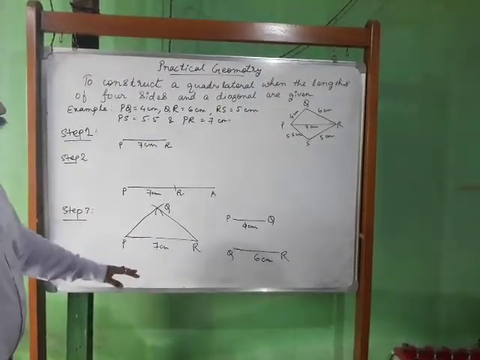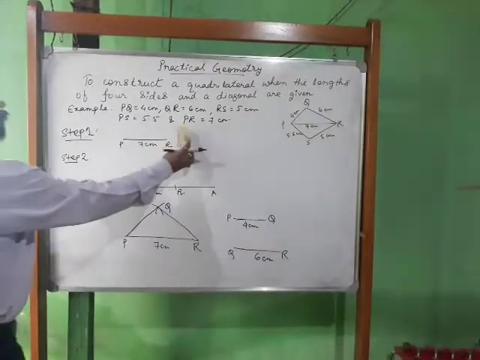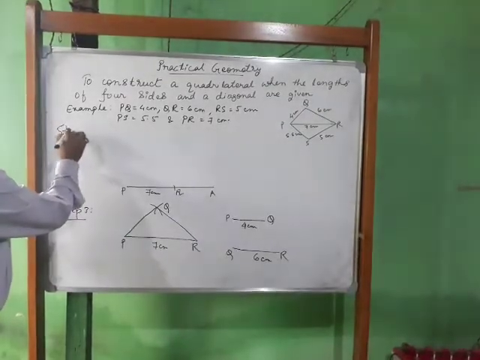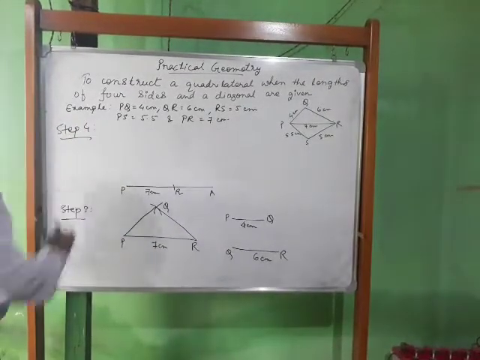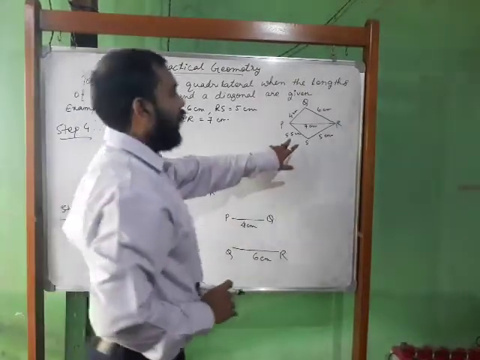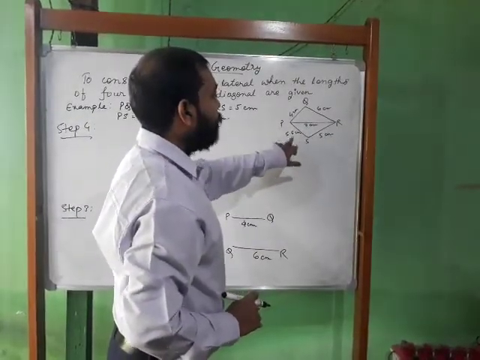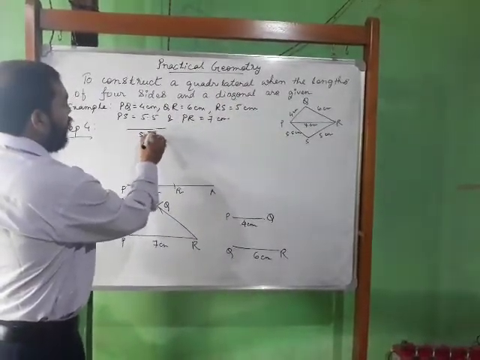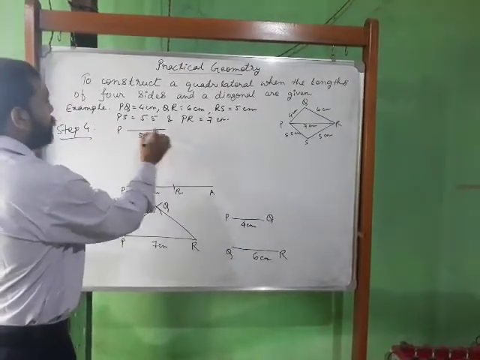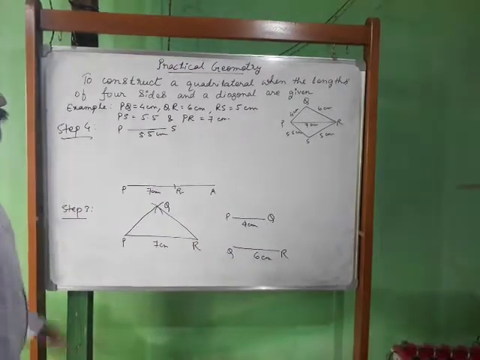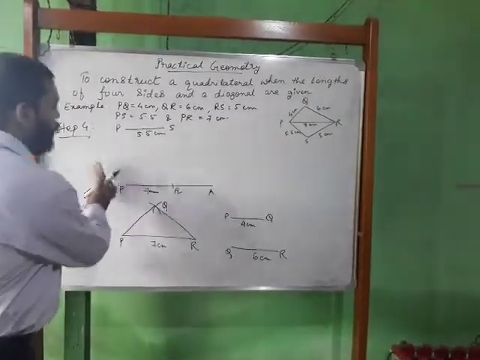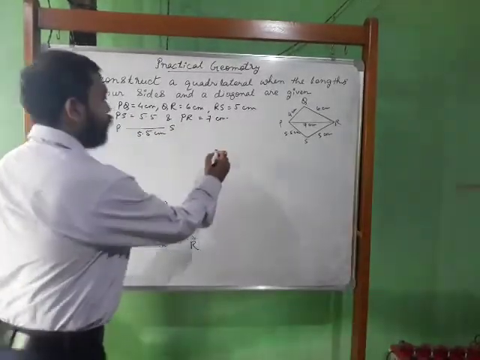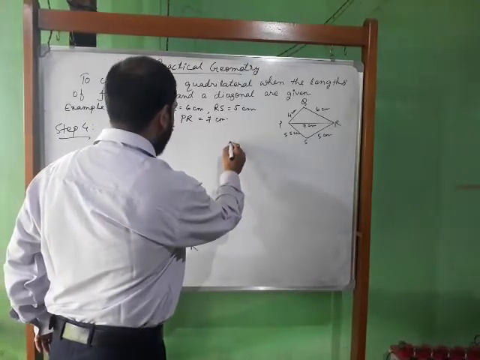That is step number 4. Now you see PS is 5.5 centimeter. So let us draw a line segment of 5.5 centimeter and name it PS. I am erasing this part. So let us draw the diagram again here so that it will be clear to you.